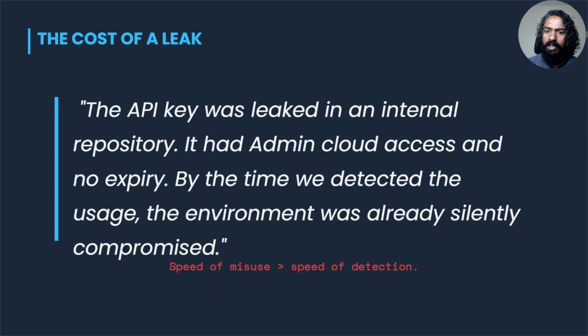Here's a typical incident, just as an example. An API key is accidentally pushed to a repository. That key has administrative cloud permissions. There is no expiry, and attackers discover it and gain silent access. No exploit was needed at all. It's only trust reuse. This is what we were talking about, and this is just an example of what can happen in the real world.